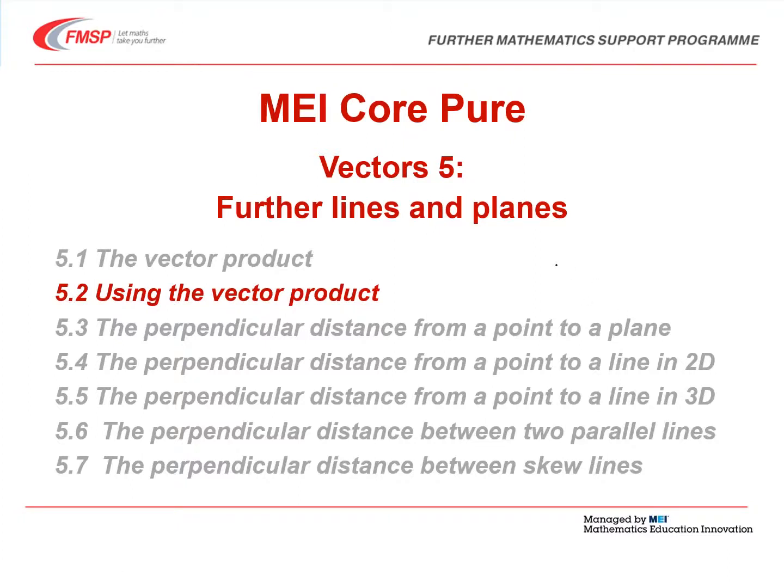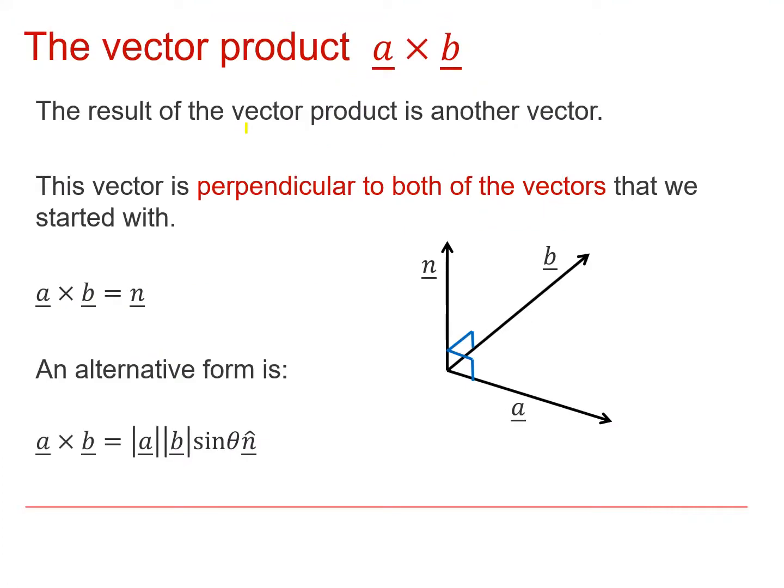This is a video for MEI Core Pure Mathematics, Vectors 5, Further Lines and Planes, 5.2, using the vector product. We've already seen that the vector product is another vector in 3 dimensions. And this vector is perpendicular to both of the vectors that we started with. This turns out to be extremely useful and important in doing further work relating to vectors.